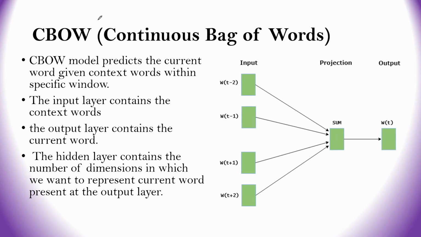what a neural network architecture is and how it works. So in the continuous bag of words model, this model predicts the current word given context words within a specific window. Let's say this context is about a specific sport. The input layer is going to tell what the context is. Context here is a particular sport, let's say cricket. The output layer contains the current word, and the hidden layer contains the number of dimensions in which we want to represent the current word, which is represented in the context also.